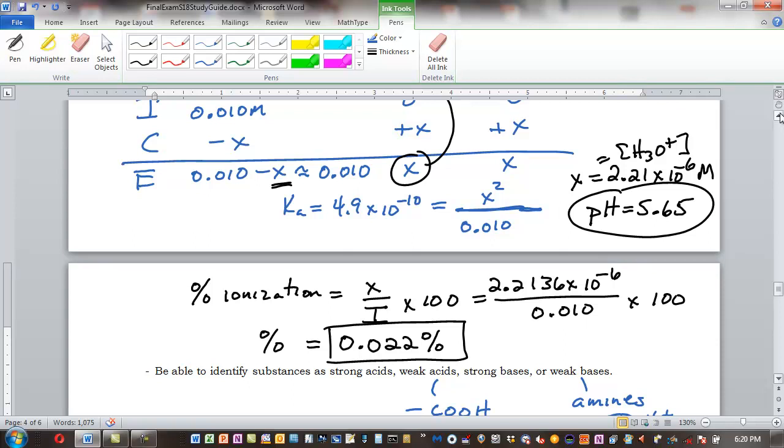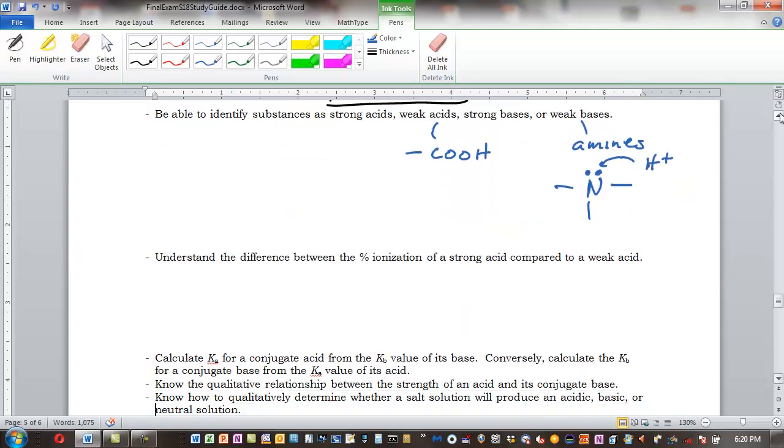And that needs to be less than 5%. X needs to be less than 5% of what we start with. And this one is certainly valid. X was only 0.02% of what we start with. So that's the 5% rule, just checking whether your approximation's valid.